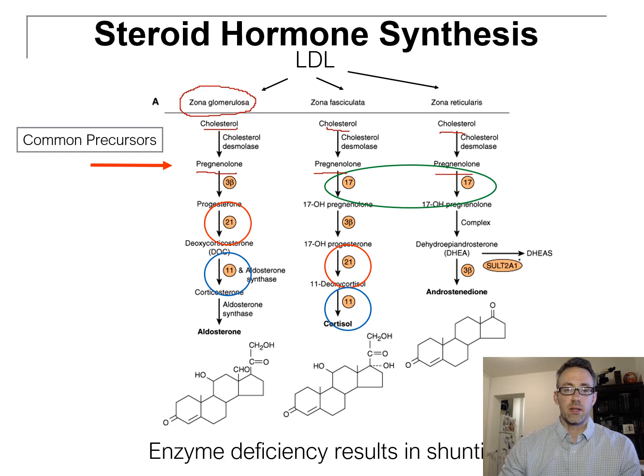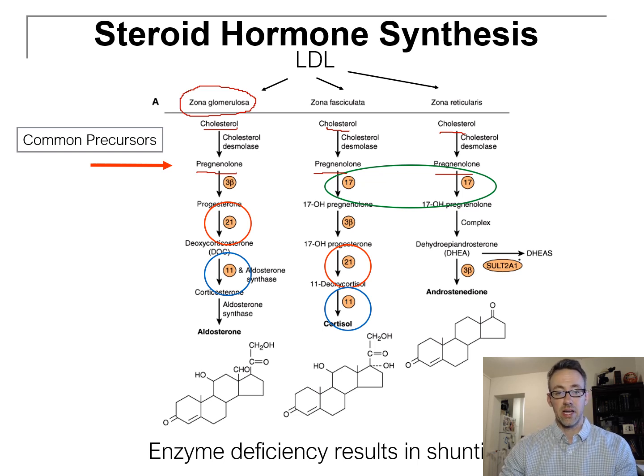And then you'll notice that with pregnenolone, this is where it starts to get different. If we're just looking at the glomerulosa for now, pregnenolone is converted into progesterone via an enzyme labeled 3-beta, which we'll come back to. Then progesterone becomes deoxycorticosterone, deoxycorticosterone becomes corticosterone, and corticosterone becomes aldosterone.